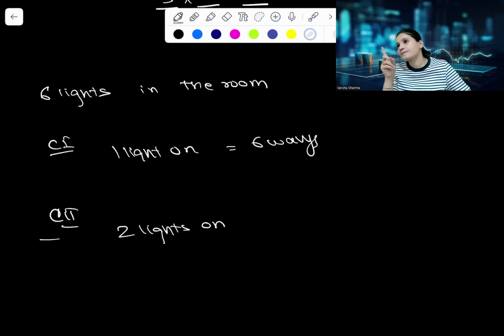You are saying for one case. 2 lights are on, you are telling me 6 into 5. First, one light has to be on. There are 6 ways.